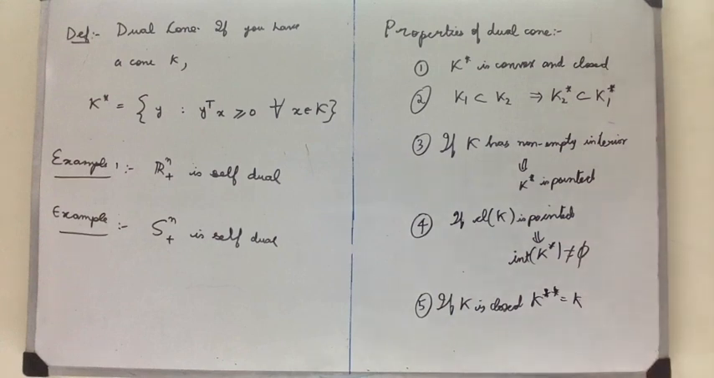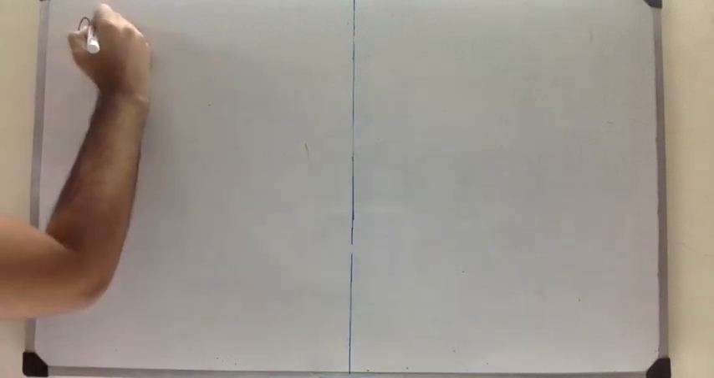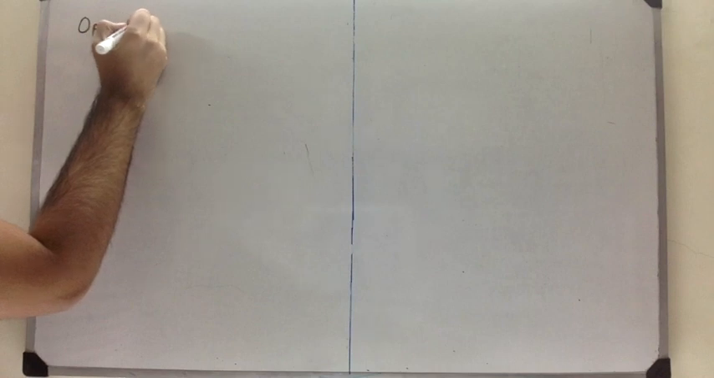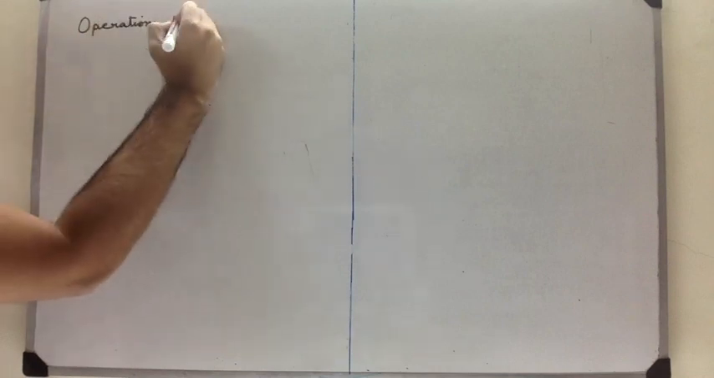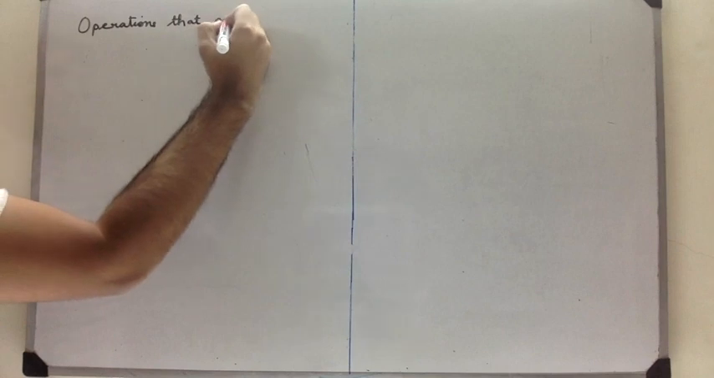All these properties one can verify, but what they essentially imply is that if you have a proper cone, then the dual is also a proper cone. This in turn means that if you have some generalized inequality defined with some proper cone K, you can have a dual description of the generalized inequality using the dual cone K star. So we'll end this video by quickly discussing some operations that preserve convexity.